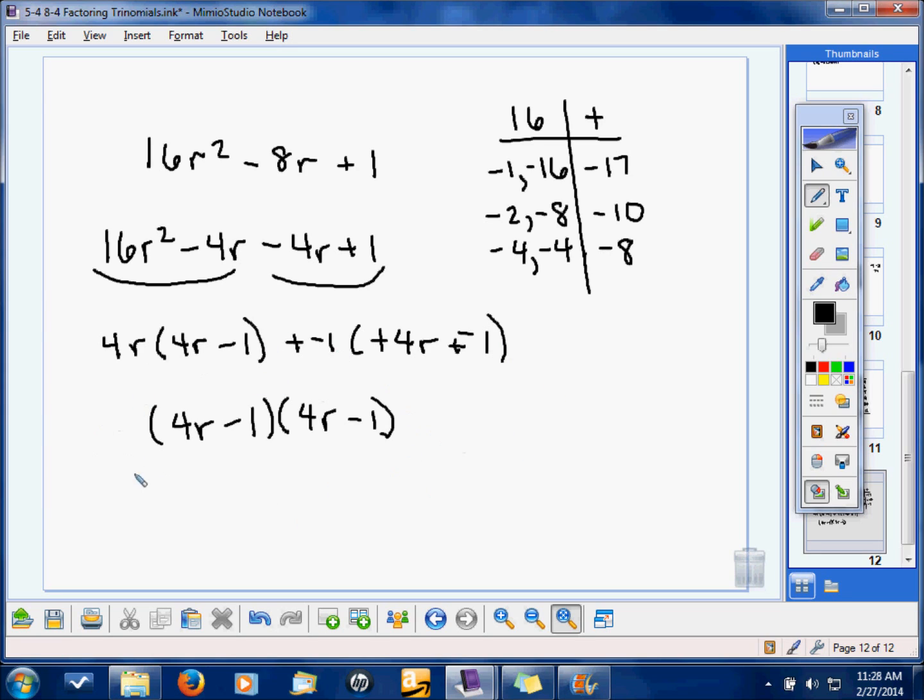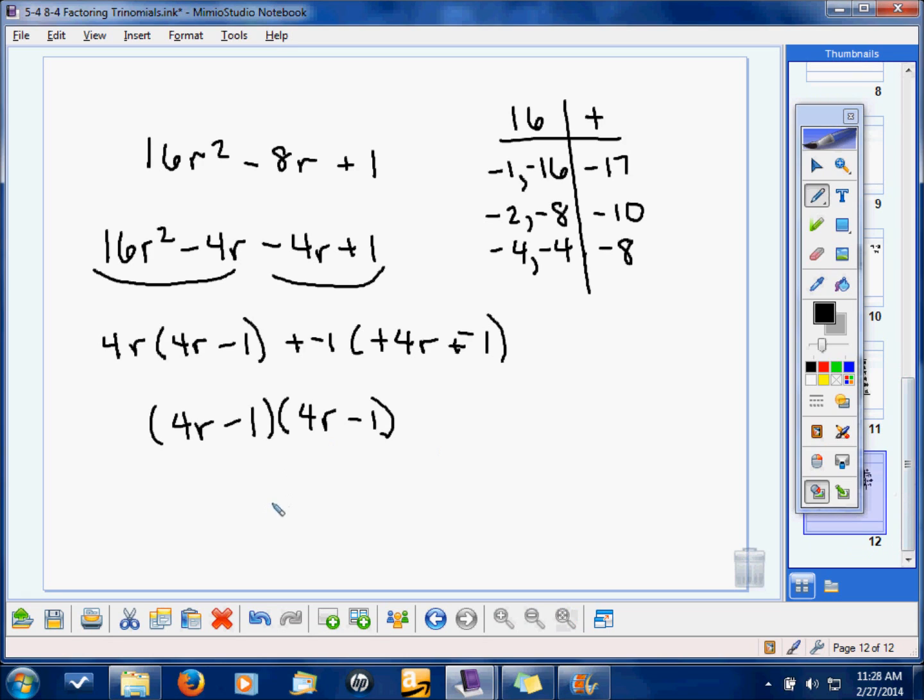Now this one actually, not today, but tomorrow we're going to get into some special ones. This is actually a special case. Why are we being special? Because we ended up having a binomial times itself. So this does turn out to be a special case. There'll be a special pattern I'll be able to use for that.